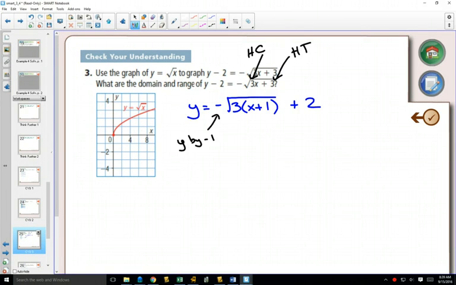The 3 is going to affect our x because it's inside the square root, and our x is going to get multiplied by 1/3. Our 1 is going to move everything 1 to the left. And finally, we're going to move things up 2.